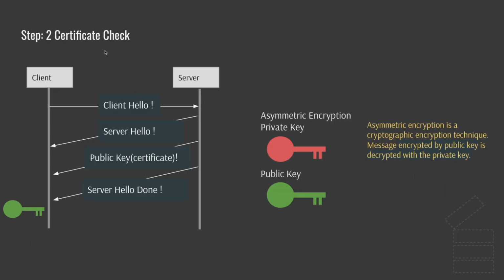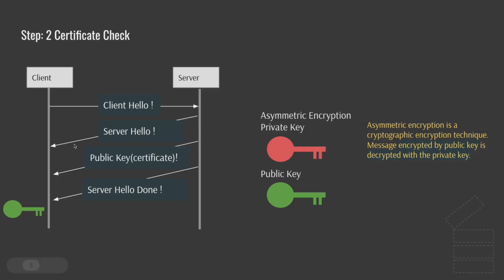Step 2 is a certificate check. A server can obtain a public key and a private key in the form of an SSL certificate from a number of certificate providers. These certificate providers are generally companies, for example, IdenTrust and DigiCert. They sell the certificates, which the owner of the server would purchase and use.